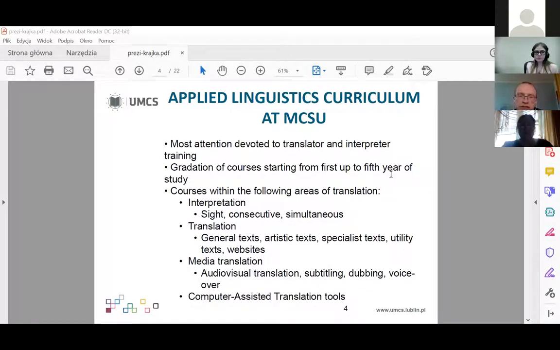Same with written translation. We start with general texts, then come utility texts, websites, specialist texts, and it's only in the final years of the graduate program that students get to artistic texts. Media translation, a lot of audiovisual translation, subtitling and dubbing and voiceover, also in the graduate program. And all of these would not be possible without computer assisted translation tools. So a little bit of training in CAT tools is done as well.